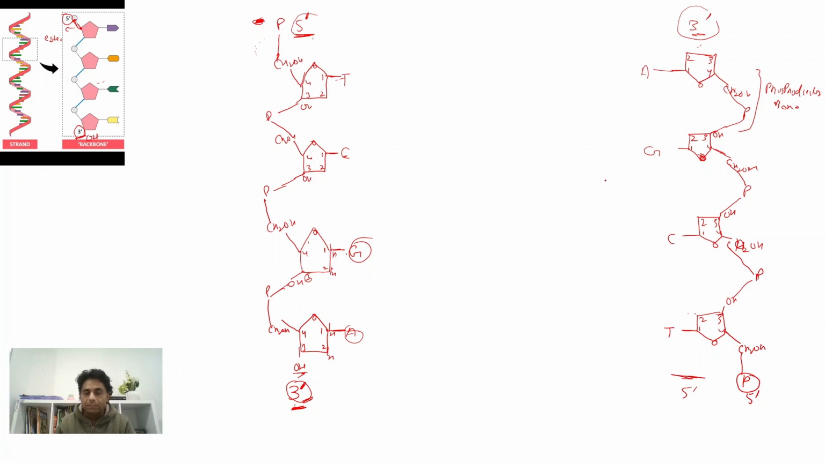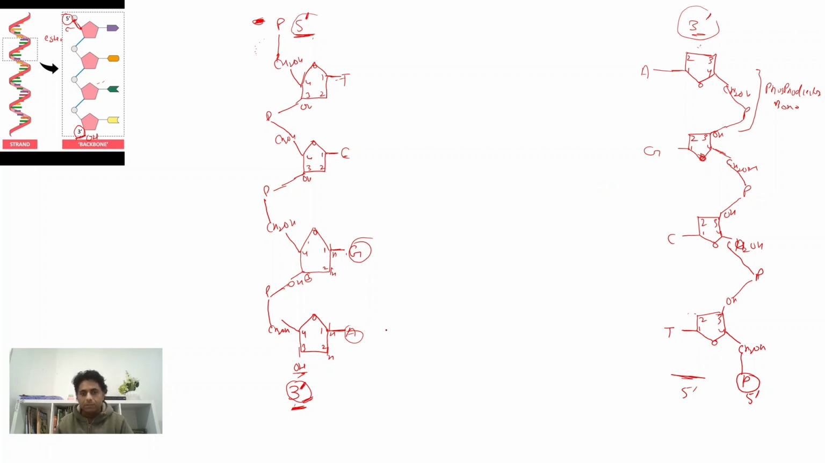Now let's join these nitrogenous bases together with the hydrogen bond. As you know, A always pairs with T, G always pairs with C, as I mentioned. The bonding between them is double and triple hydrogen bond. So A and T have a double hydrogen bond, G and C have a triple hydrogen bond.